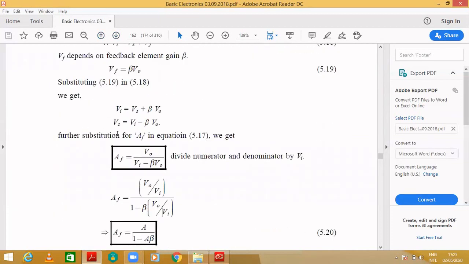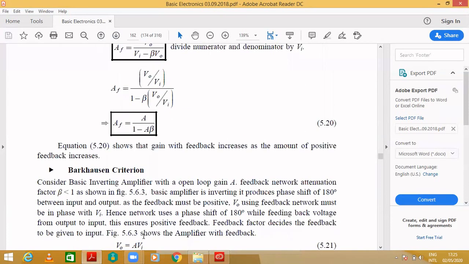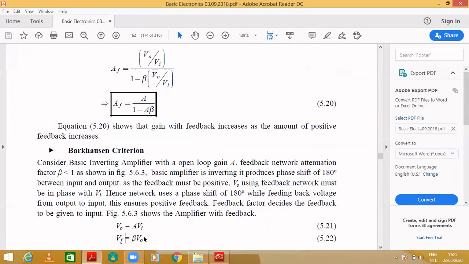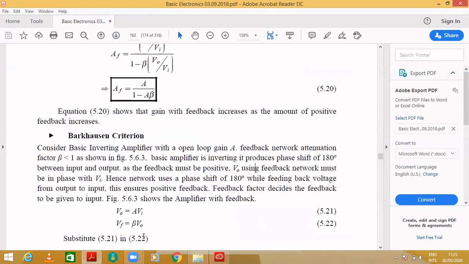So this is about positive feedback. That's why the only difference is that it is replaced by a negative sign in the case of positive feedback. So next is the Barkhausen criterion. In order to operate any circuit as an oscillator, there is one criterion, the Barkhausen criterion. So it has to satisfy the condition.